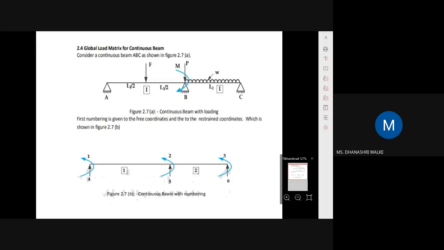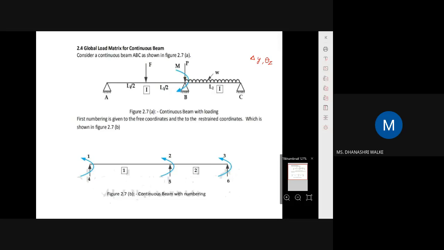Whenever we are analyzing any type of structure using the stiffness method, first of all we find out the degree of freedom of the structure. Already I told you how to find it. In case of a beam, two types of displacement are possible: translation displacement along Y and rotational displacement along Z. That means delta Y and theta Z.